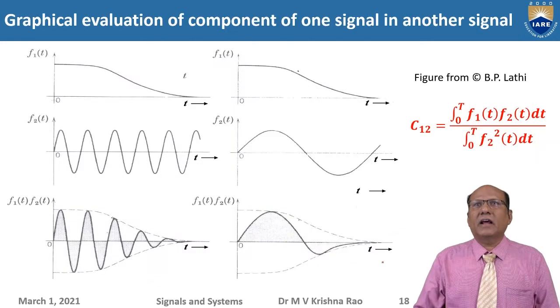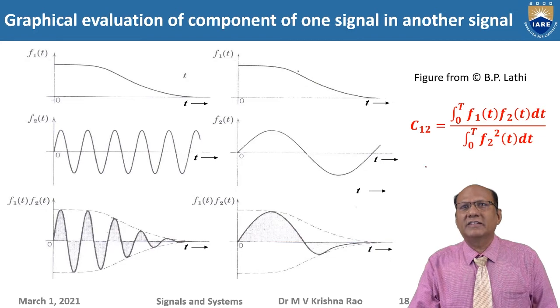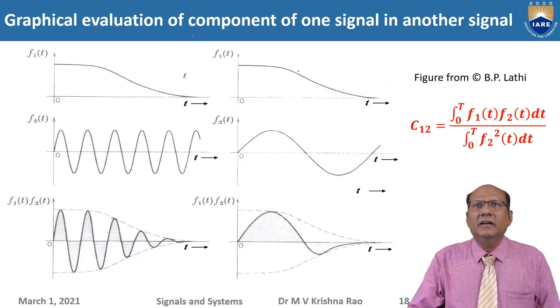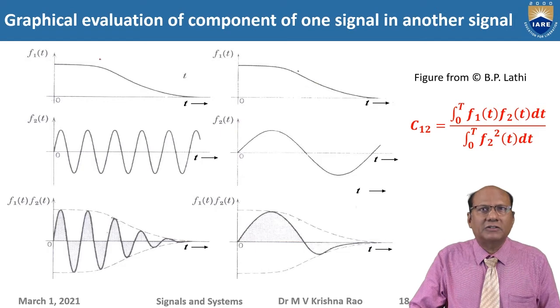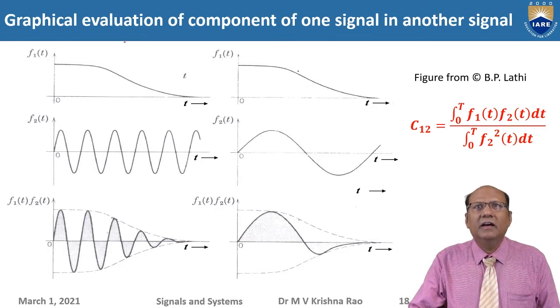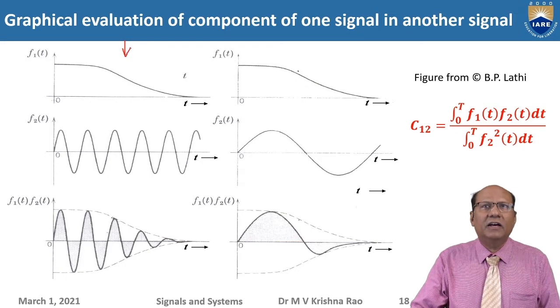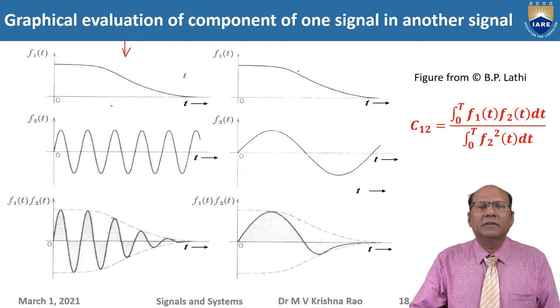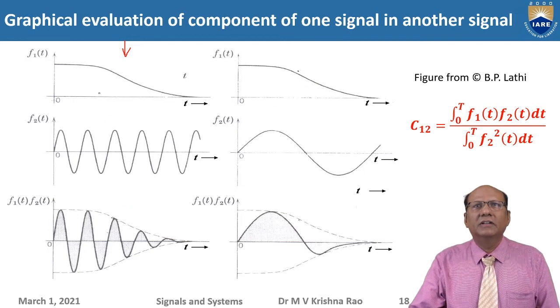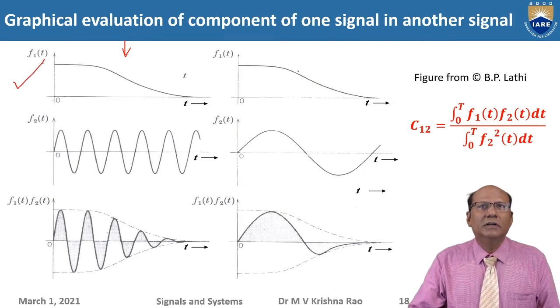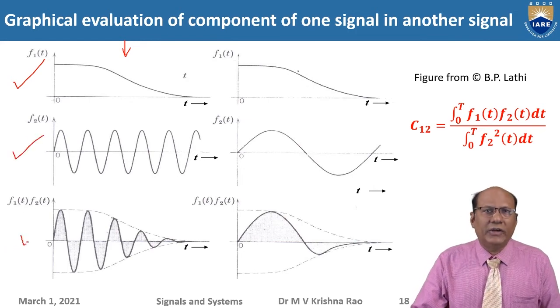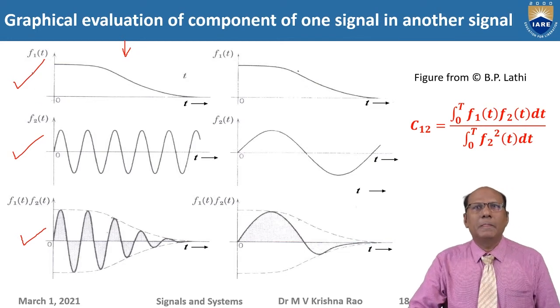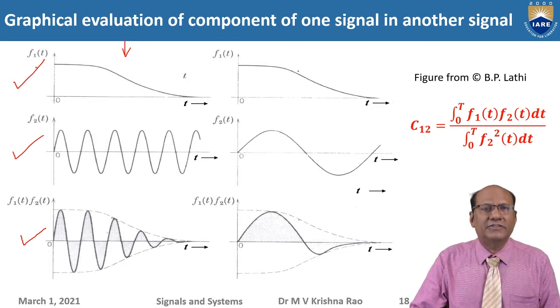Let us see the graphical evaluation of the component of one signal in another signal. See here, I have shown F1. F1 is the signal I want to approximate. Let us first consider the left side of the screen. If you see, there are three figures. The first one is F1, the second one is F2, and the third one is F1 into F2. So the first one is the given signal. You want to approximate the given signal F1 in terms of F2.